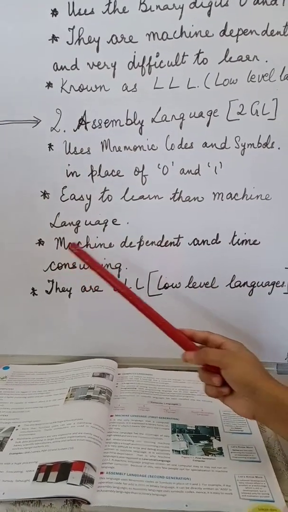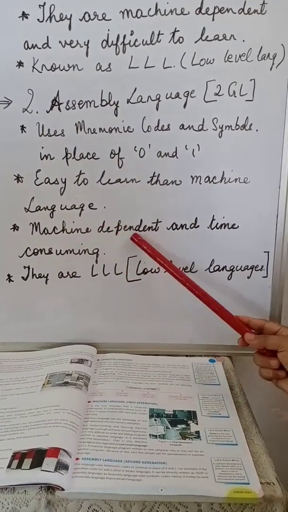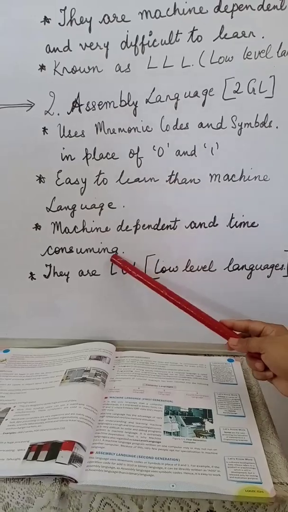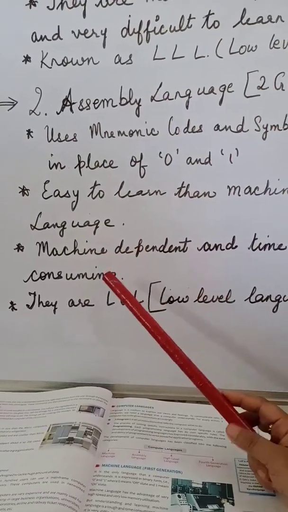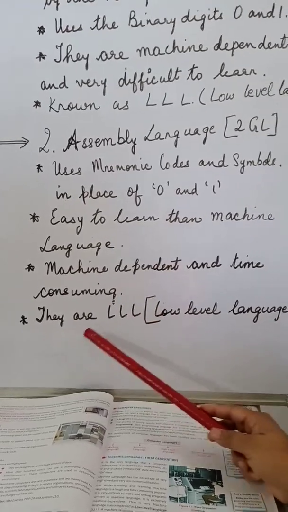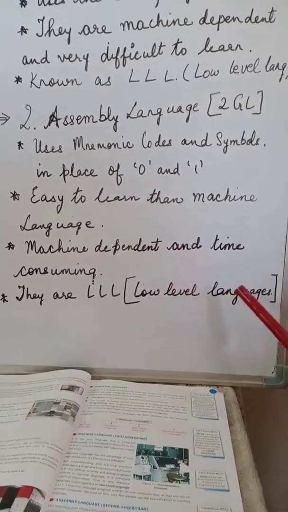The third point is it is again machine dependent and time consuming. Like the first generation language or the machine language, this was also machine dependent, and they are also termed as low level language.